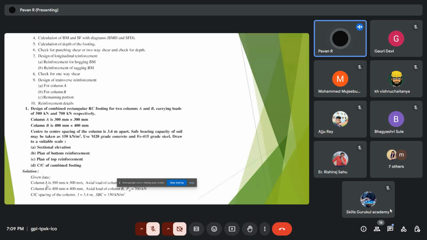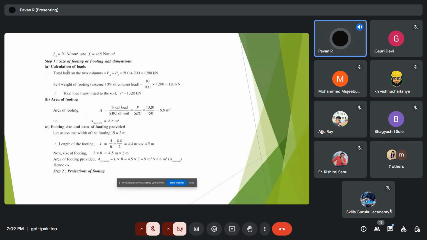So we write down the given data in such a manner that we can understand. Next, as we saw in the steps, step one is to find the size of the footing, or the footing slab's dimensions.